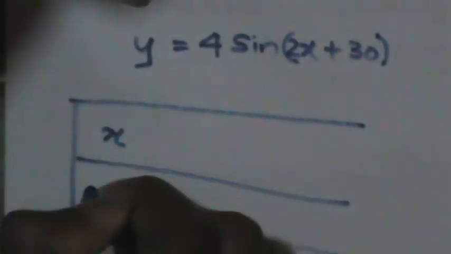So I'll take here. Alright. So take a table like this. Here is x, here is 2x, here is 2x plus 30. Here is sin 2x plus 30. And here is 4 times sin 2x plus 30. This is also equal to y.